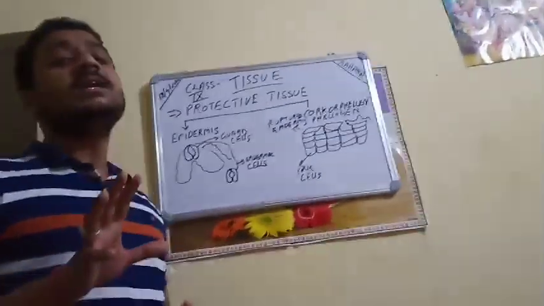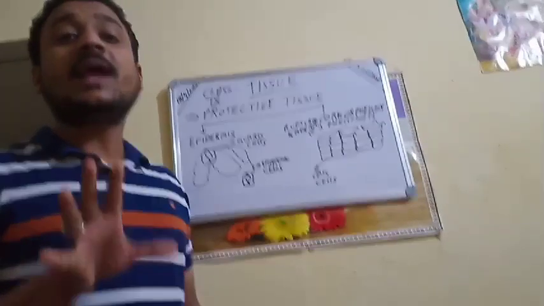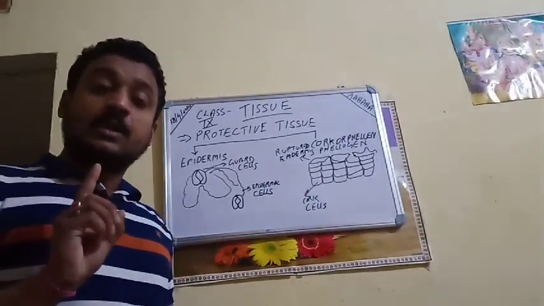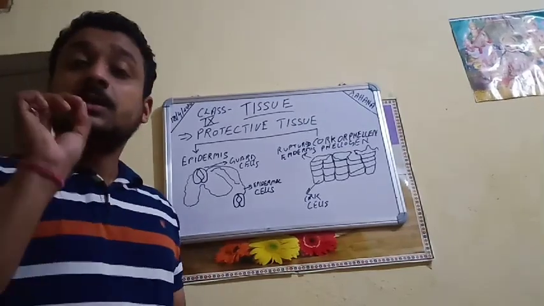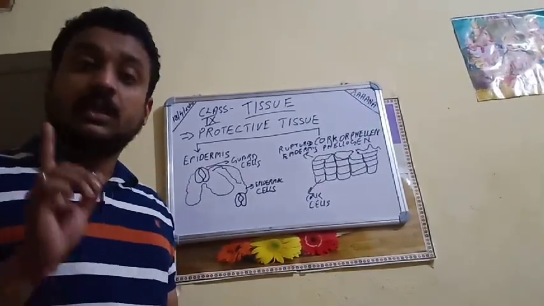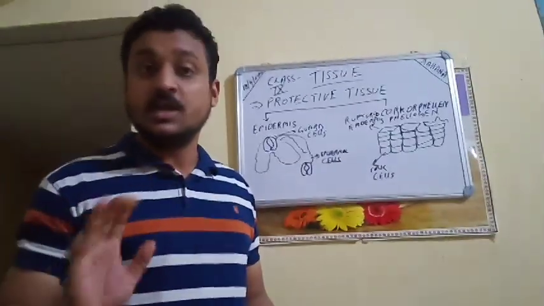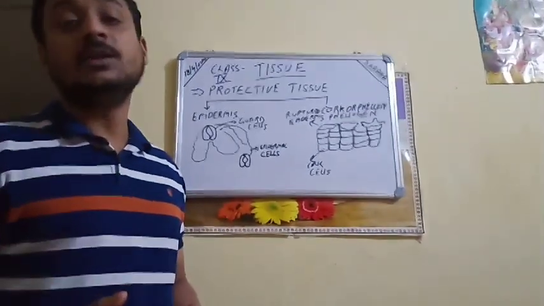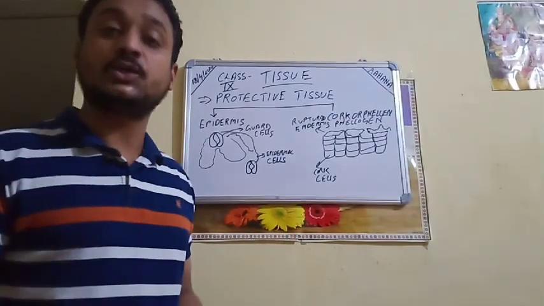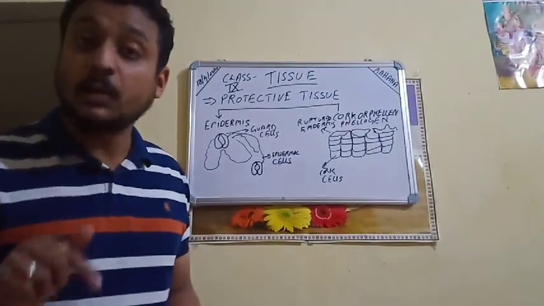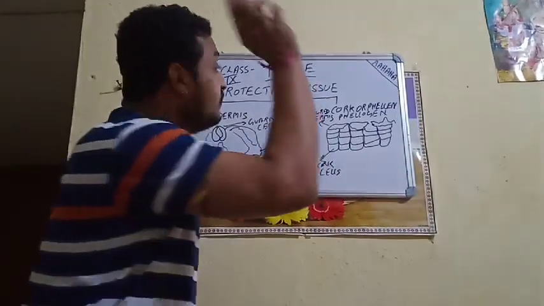Now here we need to see how many kinds of tissue we have learned for plants. Firstly, we have learned about the simple tissue, that is parenchyma, collenchyma and sclerenchyma, which is also known as supporting tissue. Next, we have learned about the complex tissue or conducting tissue, that is xylem and phloem. Thirdly, what we are going to learn today is the protective tissue.